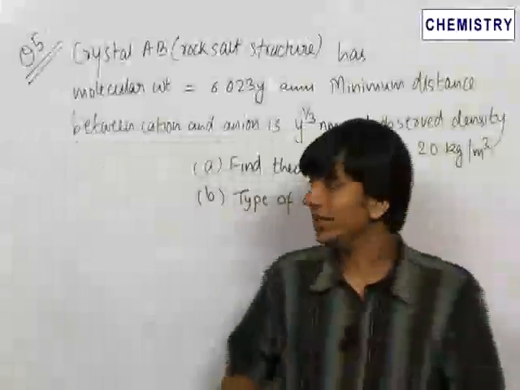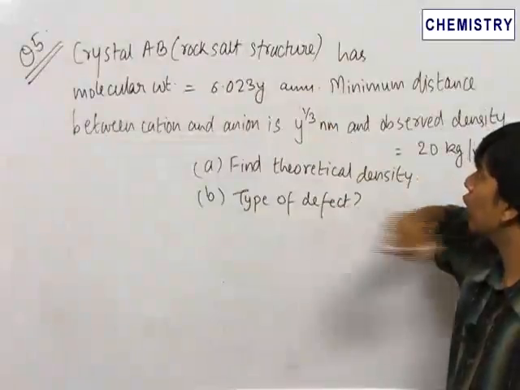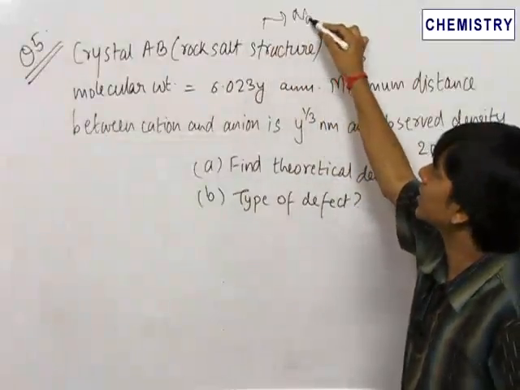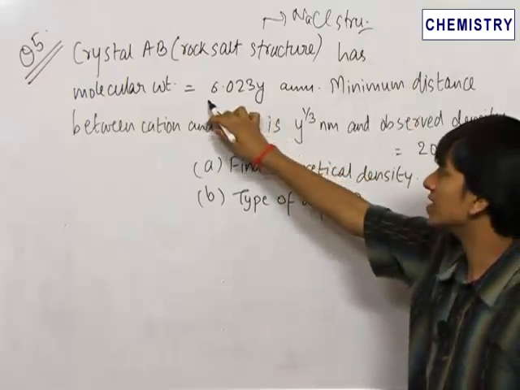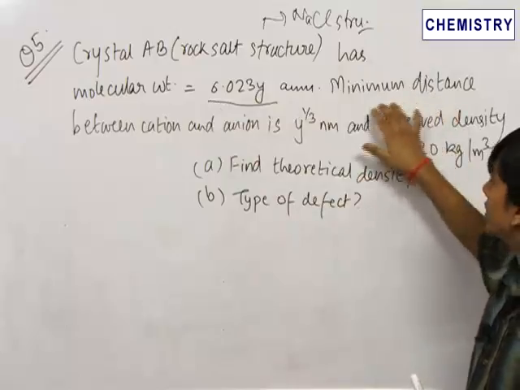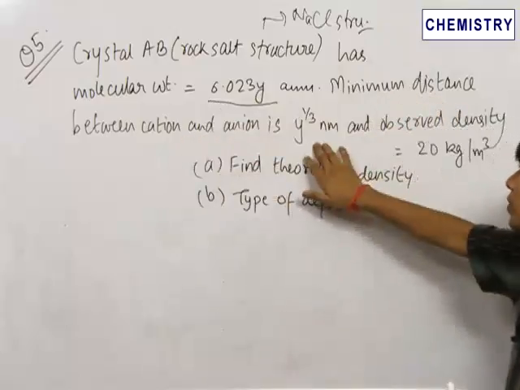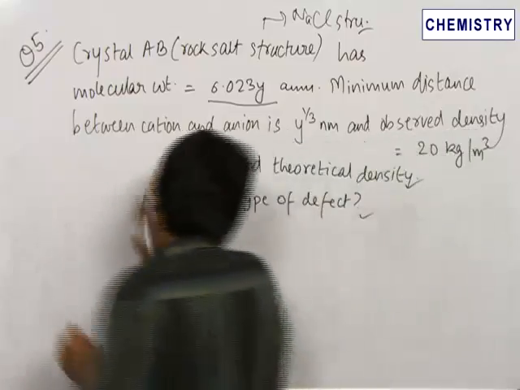The fifth question that we have is an interesting question again. We have a crystal AB which has a rock salt structure. Rock salt structure means NaCl structure. It has molecular weight of 6.023 into Y AMU. We need to find out the minimum distance between cation and anion is given to be Y raised to 1 by 3 nanometers, and observed density is given. We need to find out the theoretical density and the type of defect.